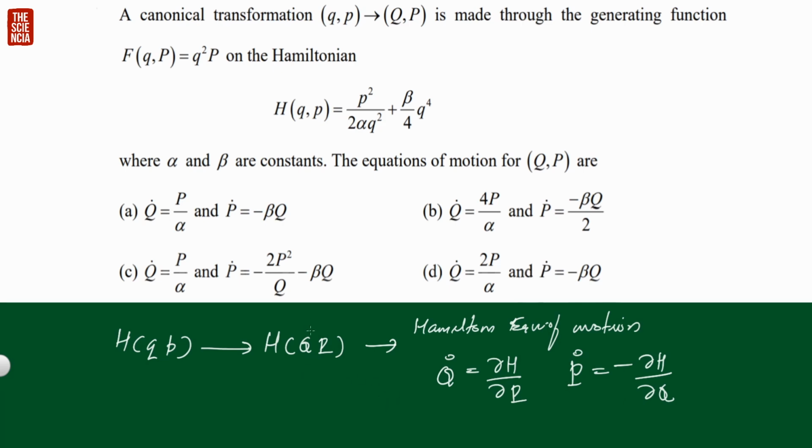Okay. So first you have to find out the Hamiltonian in the new coordinate system. To find this Hamiltonian, they have given the generating function, that is F of qP is equal to q square P. By using this generating function, we can transform the Hamiltonian in the old set of coordinates to the new set of coordinates. Then we have to use Hamilton's equations of motion.